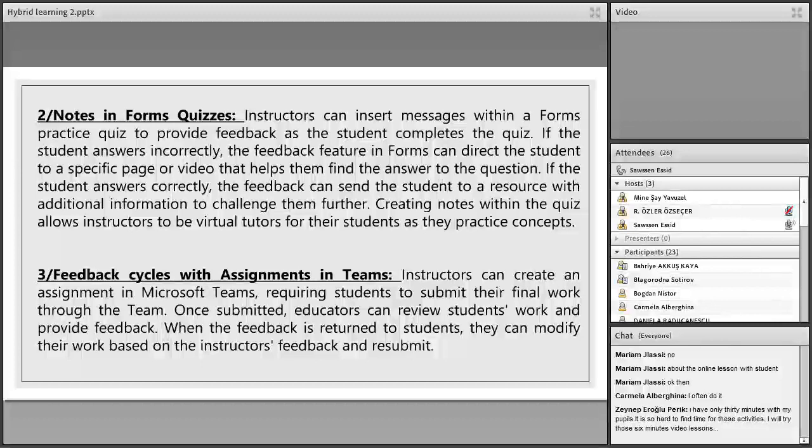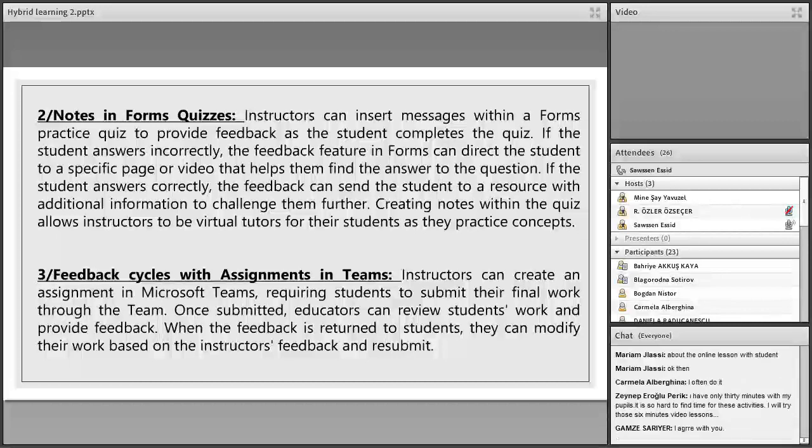Now, the third one is to give feedback cycles with assignments in Teams. Here, you can create an assignment in Microsoft Teams that is requiring the students to submit their final work through the team. Once submitted, educators can review the students' work and provide feedback. And when the feedback is returned to students, they can modify their work based on the instructor's feedback and resubmit.